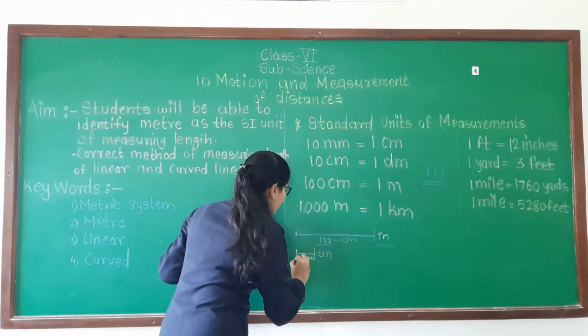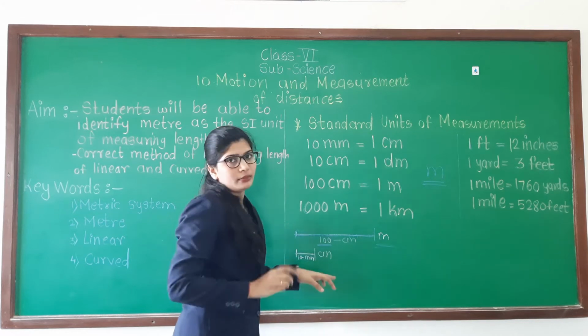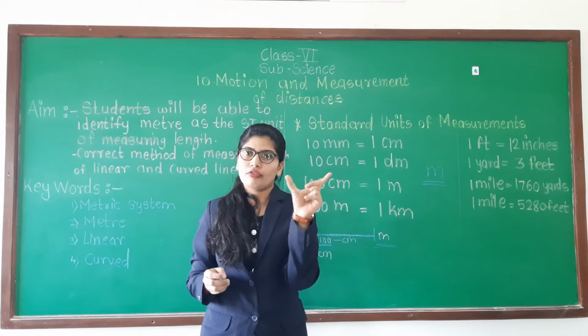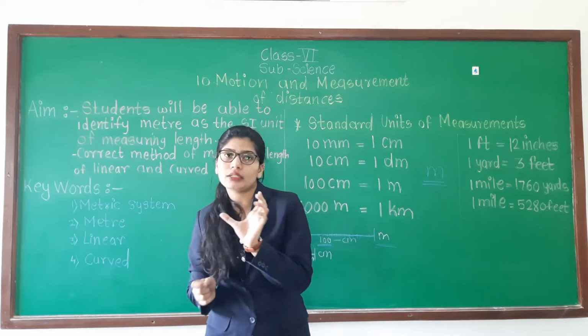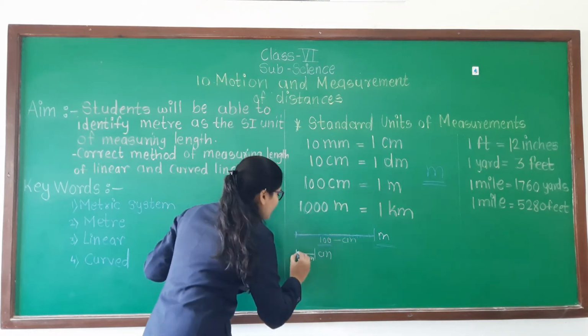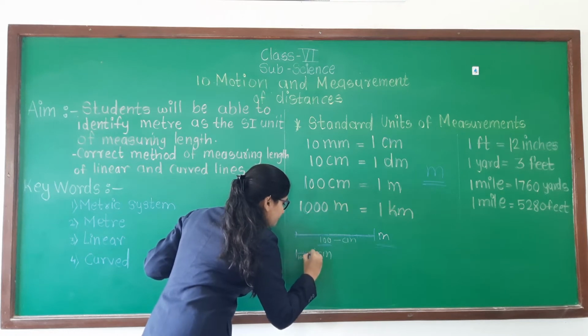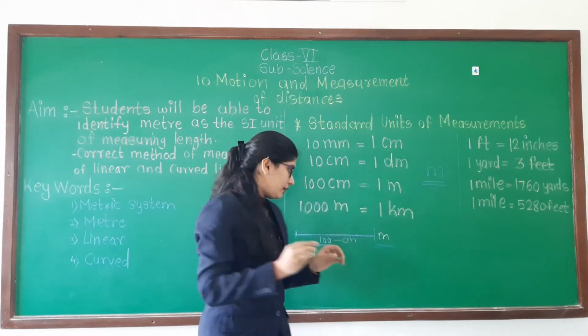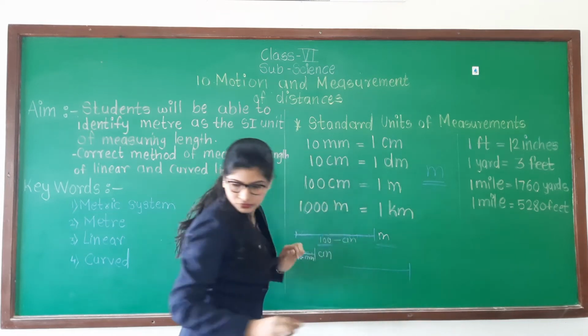And when we consider the centimeter, see, in the geometry box, the small scale is there, 15 centimeters or 10 centimeters are given. So those 10 divisions means your millimeter. Okay, see.